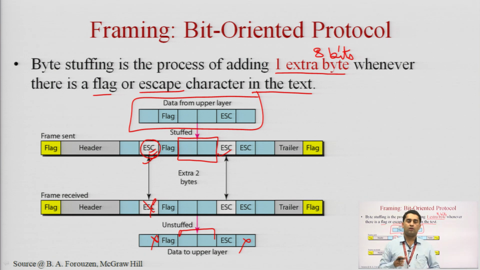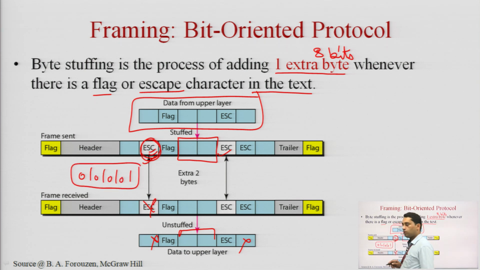If I am saying 01010101, these are the 8 bits which I am taking as the escape. It is not defined; it is a combination of 0 and 1, a combination of bits in the binary number system. Any combination I can take; suppose I am taking 01010101. This is what I have used as escape. But can we assure that this is never being used in the data?